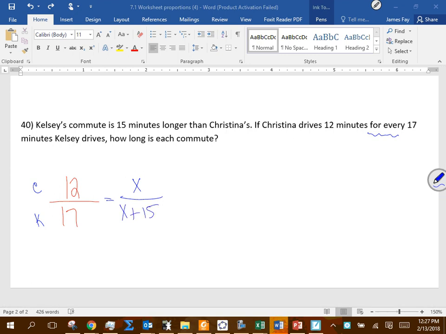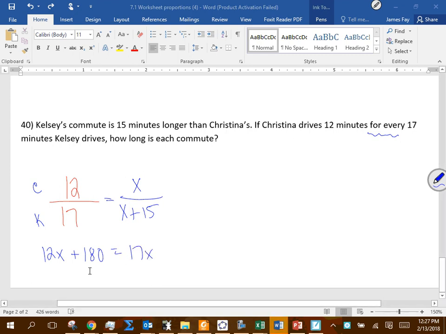So if that's x, Kelsey's is going to be x plus 15. When I cross multiply, I get 12x plus, 12 times 15 is what? 10 times 15 is 150, and 2 times 15 is 30, so that's going to be 180, right? And then 17x. So 180 is equal to 5x.